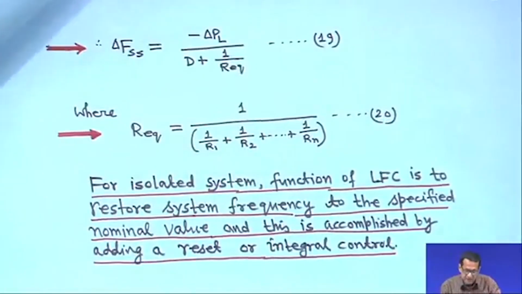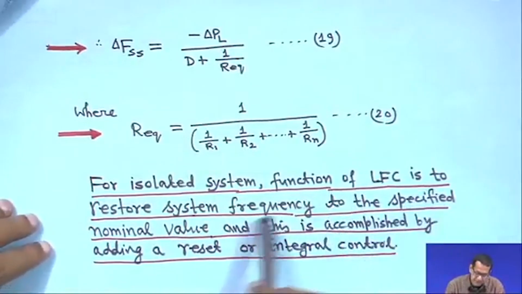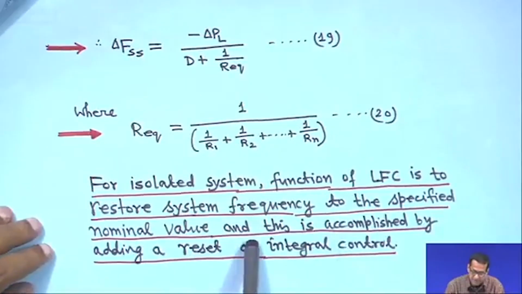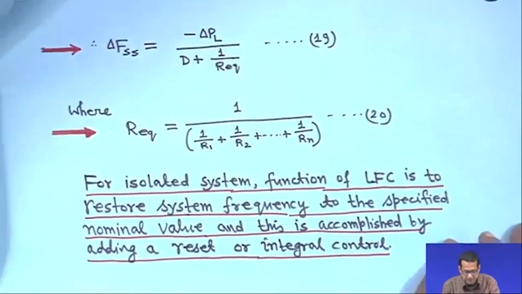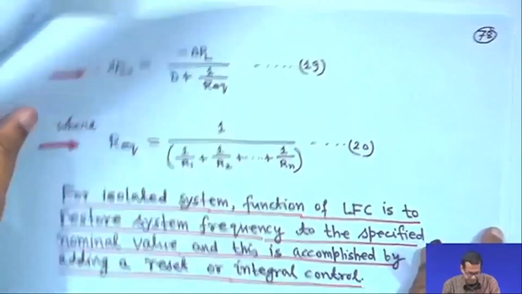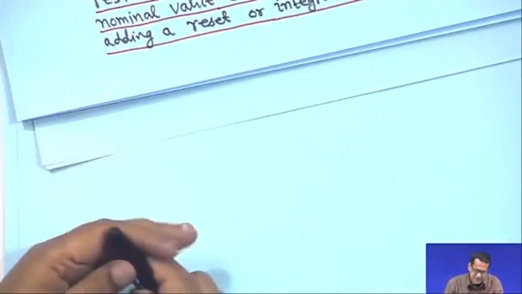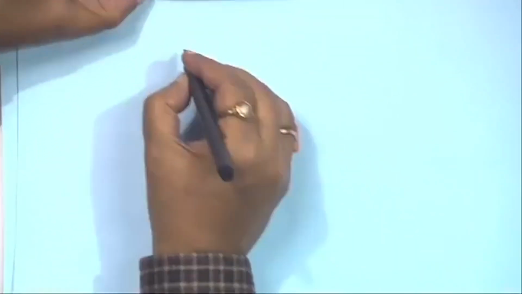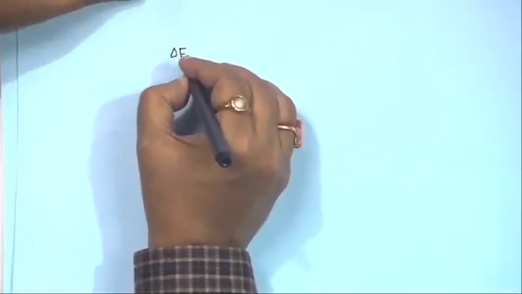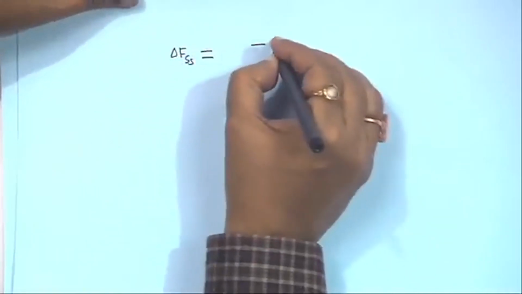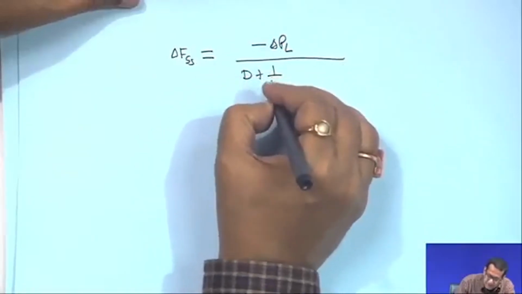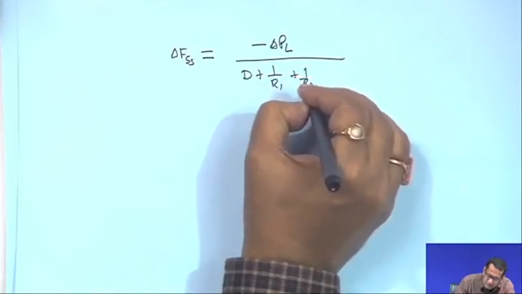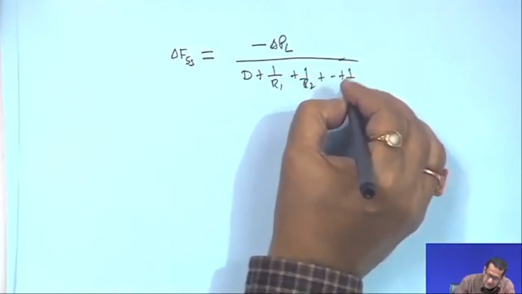So for an isolated system, the function of ALFC is to restore system frequency to the specified nominal value, and this is accomplished by adding a reset or integral controller. But before that, just have a look: delta FSS is equal to minus delta PL divided by D plus 1 upon R1 plus 1 upon R2 plus up to 1 upon Rn.